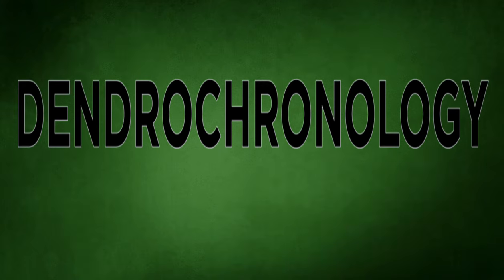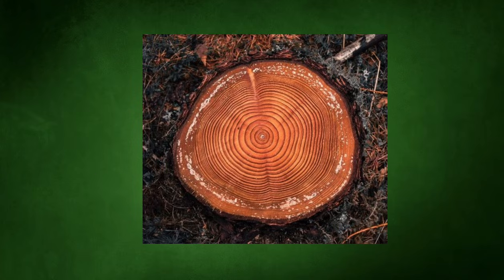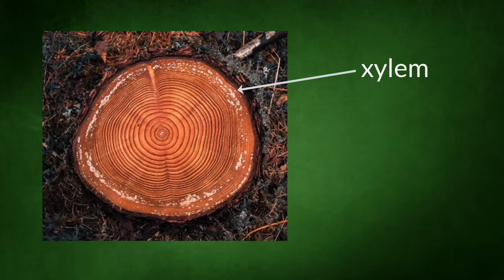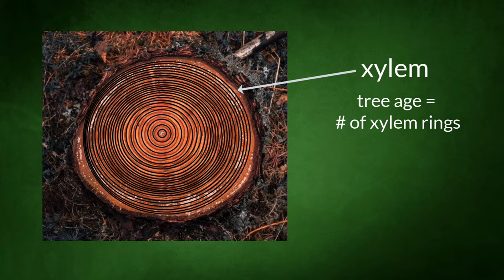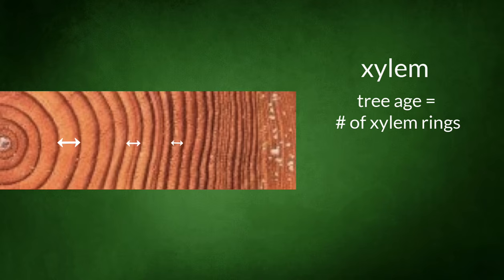For example, dendrochronology, aka the science of tree rings. Most folks are familiar with tree rings. Every growing season, a tree lays down a new layer of what's called xylem, and it gives us these ring patterns. You can count the age of a tree by counting the number of rings. But these rings aren't a uniform width from one year to the next. Some years have a long growing season. Other years have a short growing season.